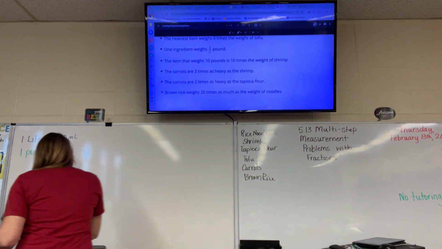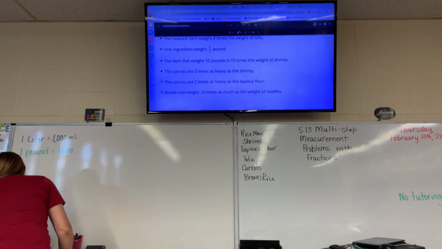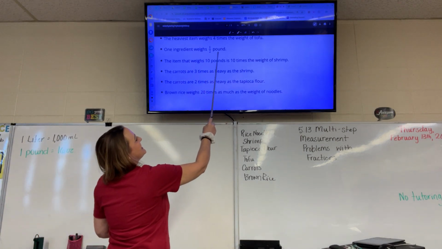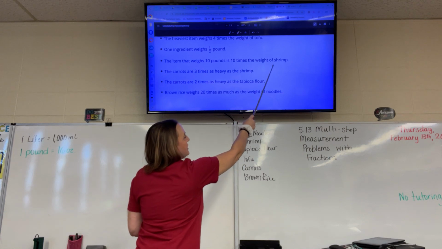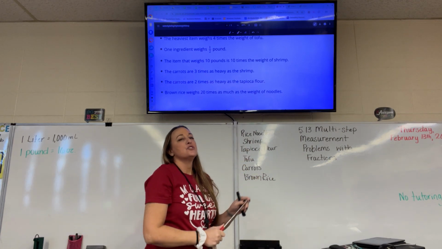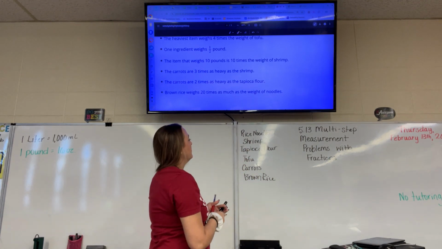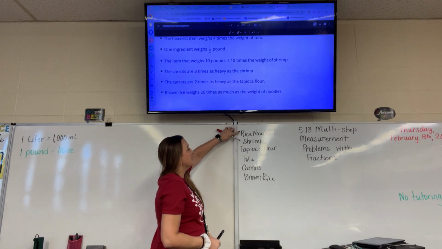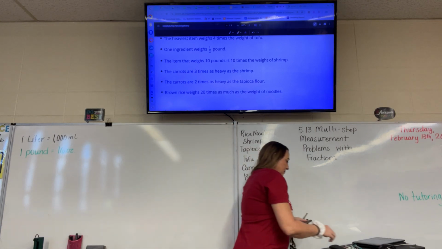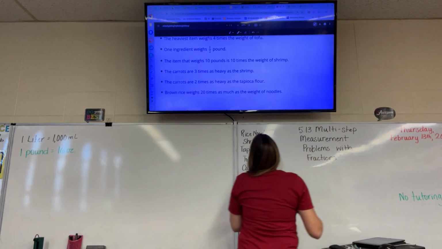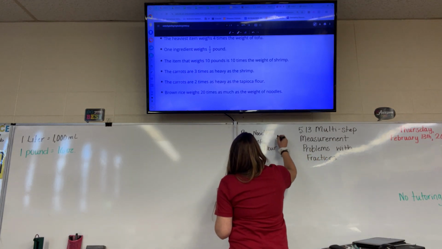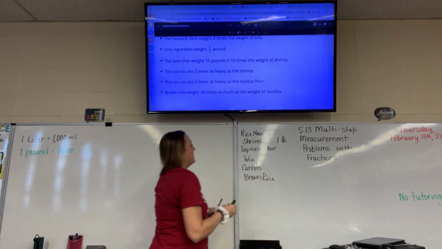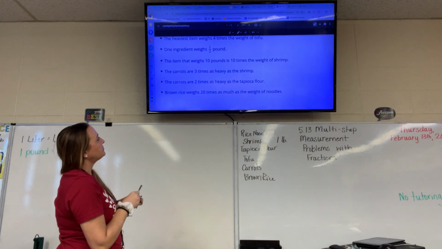It says the item that weighs 10 pounds is 10 times the weight of shrimp. So the shrimp is up here on the lighter side. So this is the lightest item. So that means the shrimp weighs 1 pound. Okay, the shrimp is 1 pound.